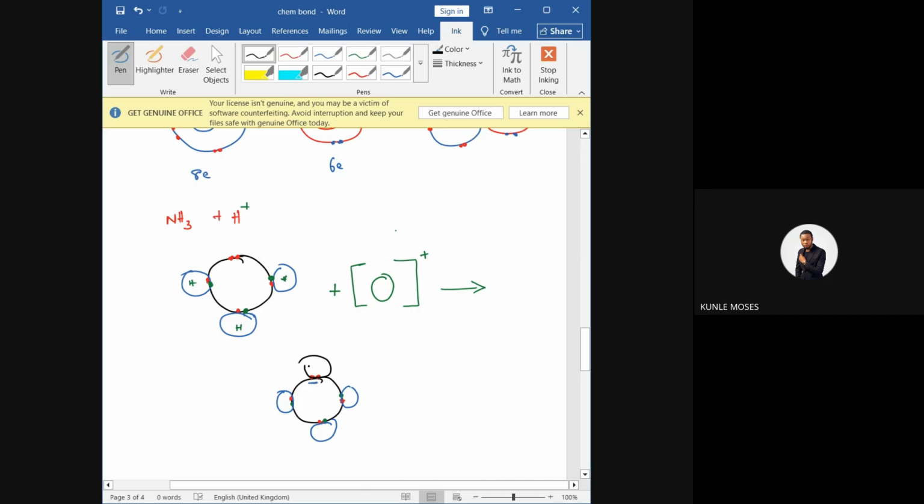Please, do you get it now? Can you see that the hydrogen has now become how many? 4. And that is how we have NH4+. NH4+.